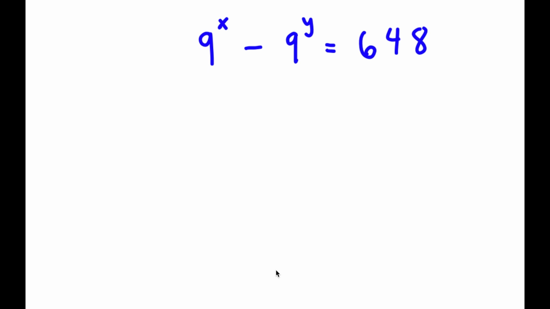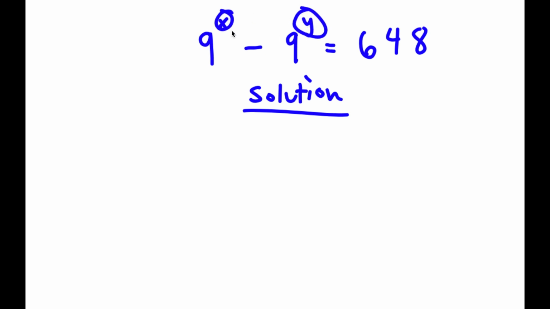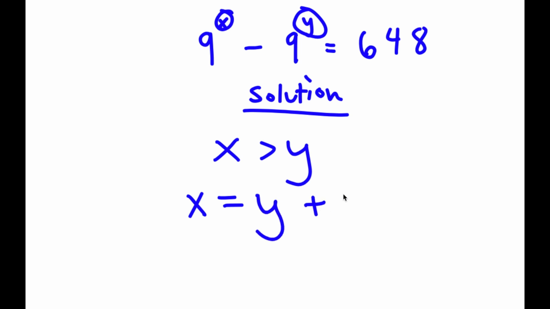All right, so in this problem, I have 9 to the power of x minus 9 to the power of y is equal to 648. So for my solution, I'm going to first start by looking at x and y here. Obviously, just from looking at it, we can state that x is going to be greater than y, because if x was less than y, then our solution to this equation would be negative, and it's positive. So x is greater than y, meaning that we can say that x is equal to y plus some number k.